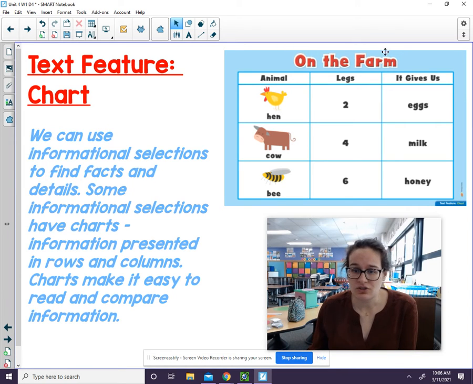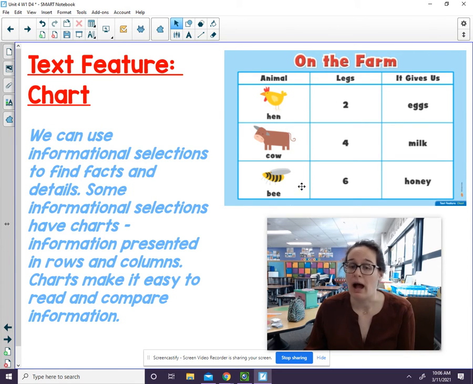So we look up here at this chart on the farm. We see we have animal, legs, and what it gives us as our different headings in the chart. If we wanted to know what the hen gives us, we would go under the give us category. So hens, follow it over, gives us eggs.